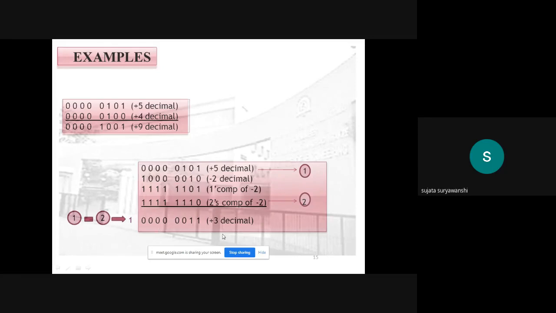This is your result and the result shows MSB bit 0. That's why your result is a positive number and the magnitude shows 0011, which is equal to 3. If you perform 5 minus 2, it is equal to 3, which gives your final answer. All of you getting it? Any problem?